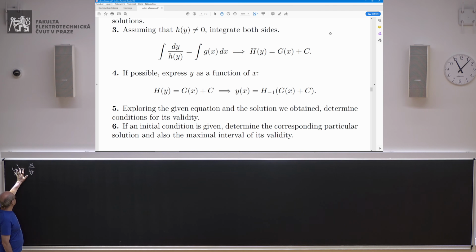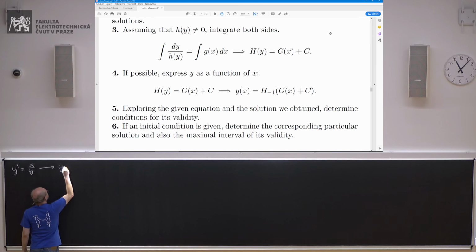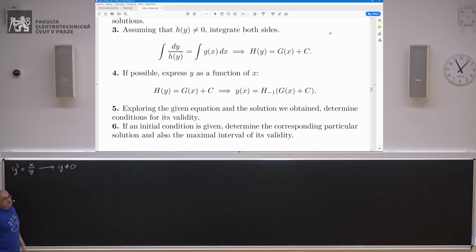I look at this problem and I notice immediately that y can never be 0. And that's an important consideration which will be having influence all throughout the rest of the solution. It's very important to notice things like that. So actually, every time I see a differential equation, the first thing I do, I look at the left-hand side, I look at the right-hand side, and I ask about restrictions.